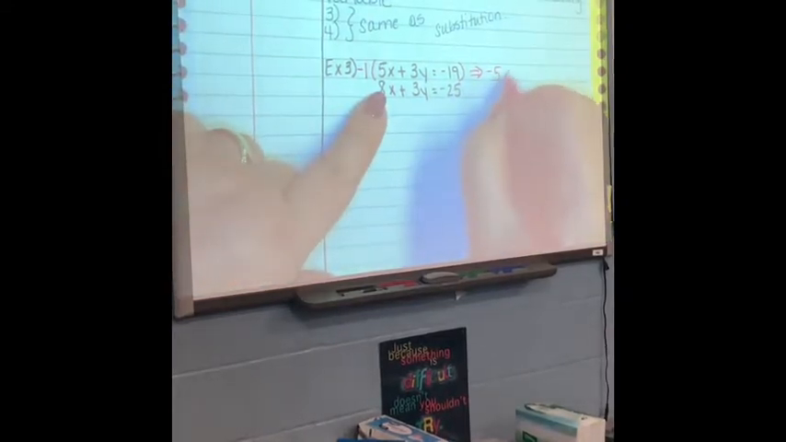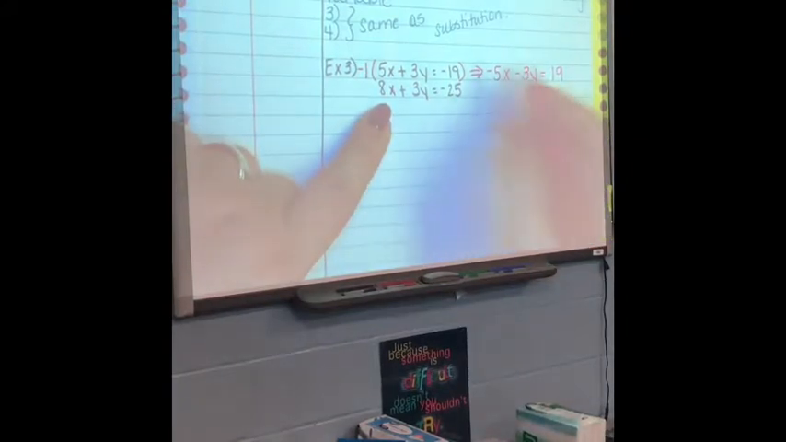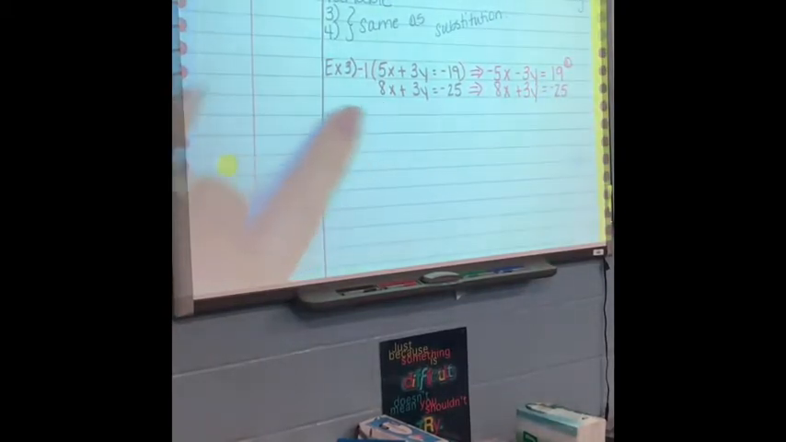-5x minus 3y equal to positive 19. This second equation I'm not going to make any changes to, but I'm going to go ahead and bring it over and line it up so that I can do my addition. This all falls under step 1.